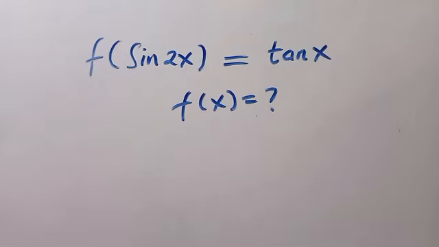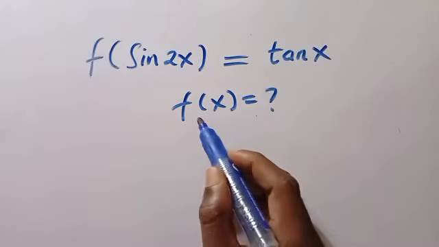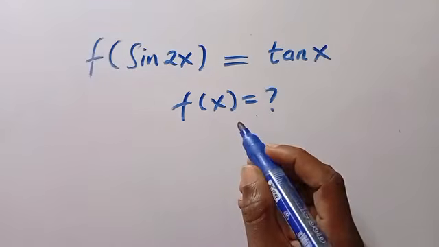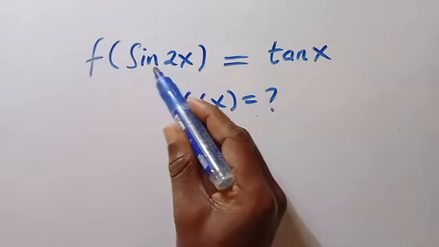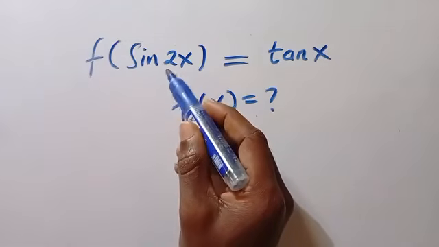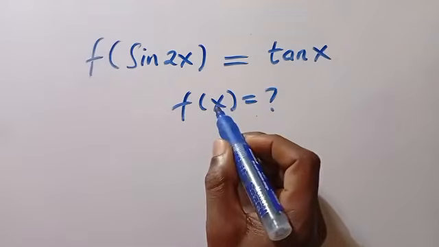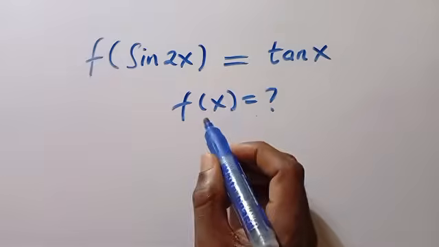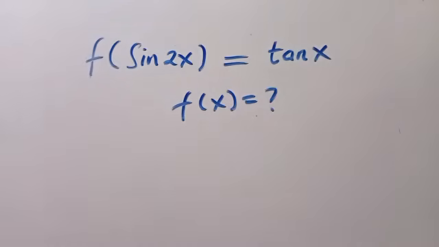How to solve this nice functional equation: given that f of sine 2x equals tan x, what is f of x? Here is a trigonometric function where we have sine 2x as the double angle, and here we have only tan x, but we are interested in finding something different from trigonometry, which is only f of x. To solve this is very simple, as I'm going to solve it with a very simple method. So let's get into it.